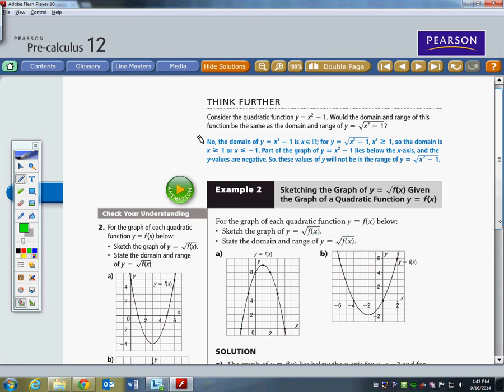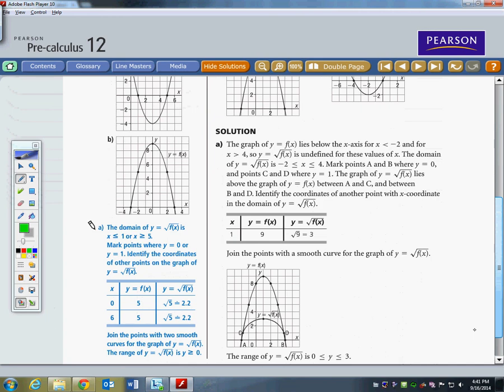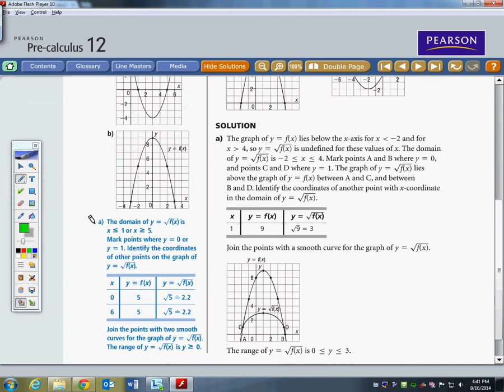So let's look at their answer. There is their answer, and I don't know if you can see it here. It goes over it and then it goes under it. I'm going to hide a solution, and then I'll get you to give it a try.